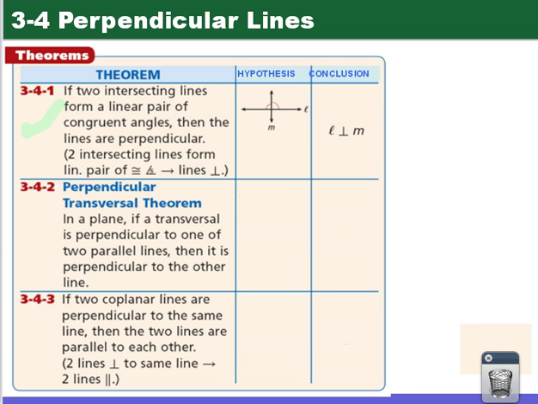The next theorem we're looking at is perpendicular transversal theorem. It states in a plane if a transversal is perpendicular to one of the two parallel lines, then it is perpendicular to the other. So what we're going to be given are two lines that are parallel, and then a transversal that's perpendicular to one of the parallel lines up here. You can see by the box there. Conclusion is that it must be perpendicular to the other.